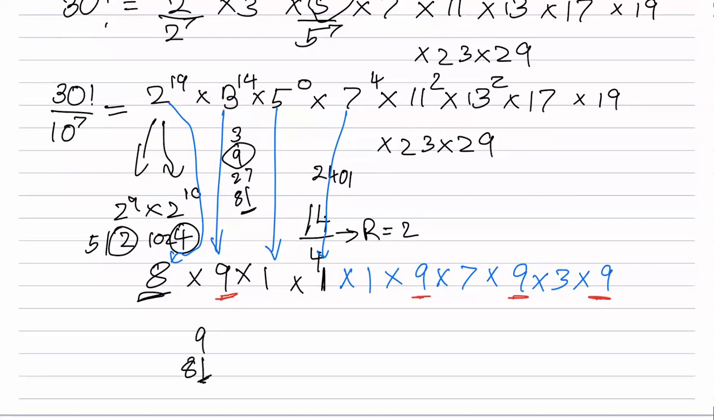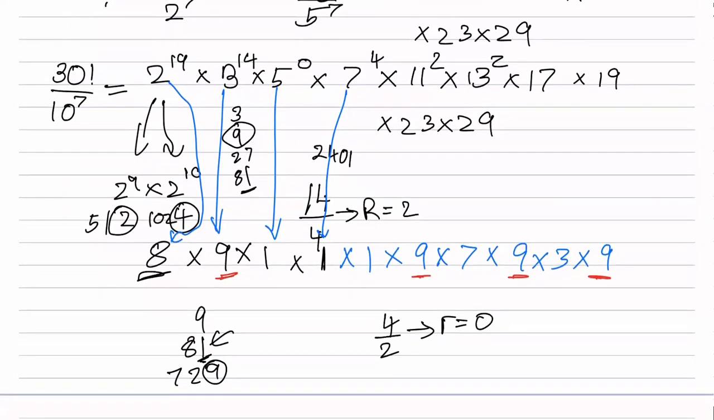Once we have 1 again, 729 again 9. So 9 we have power 4. So 4 divided by 2, remainder is 0. We'll go to the power 2, which was 81. So all these nines together become 1.